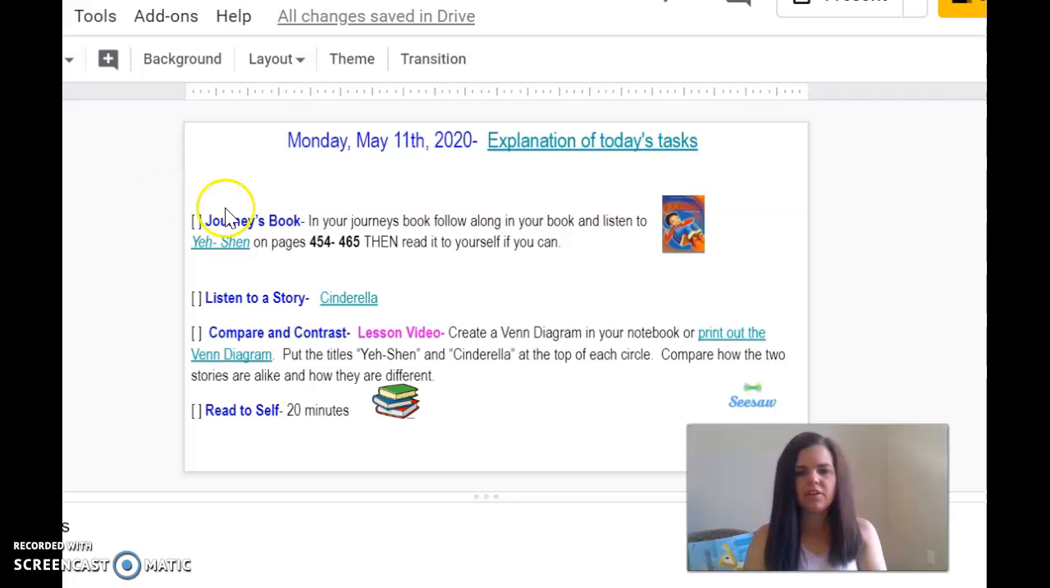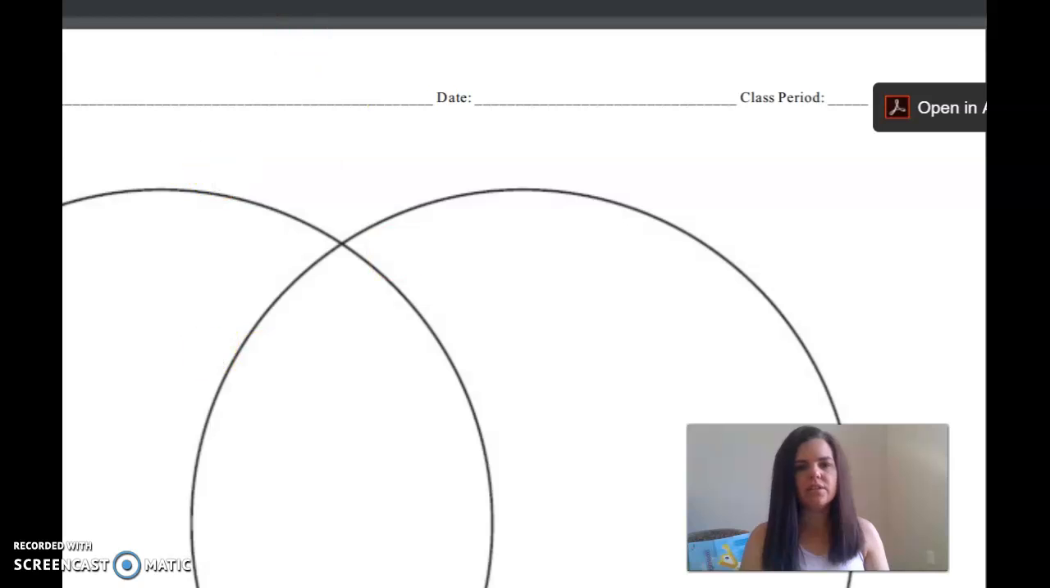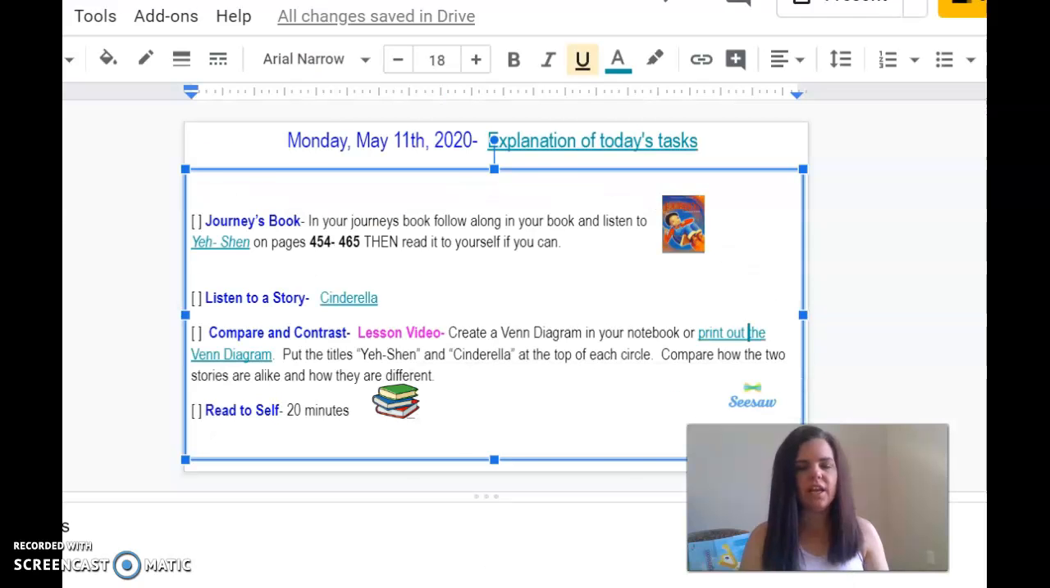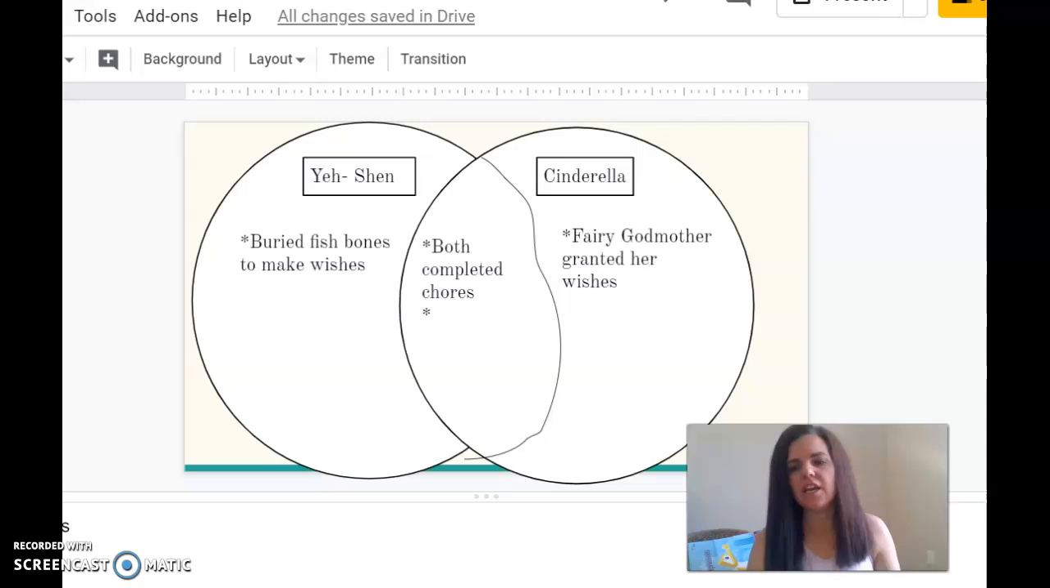Second graders, by now you should have read Yeh-Shen and watched the story of Cinderella. And now in your notebook, I want you to draw a Venn diagram. Remember, there are two circles that overlap each other. Or you can click on this link here and you can print out the Venn diagram to fill in. Remember, Venn diagrams are when we're comparing and contrasting two things.